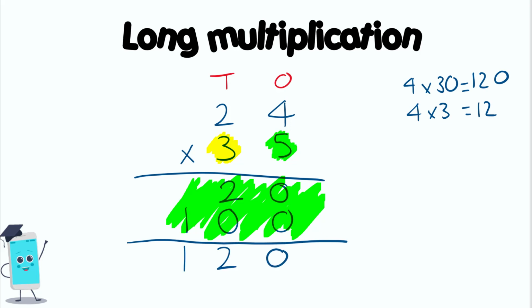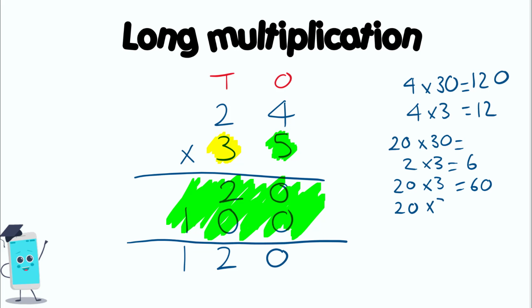And now I'm doing 2 times 3, but they're both 10. So I'm actually doing 2 tens times 3 tens. If I know that 2 times 3 is 6, 20 times 3 will be 60, and 20 times 30 will be 600. Can you see how I built it up?